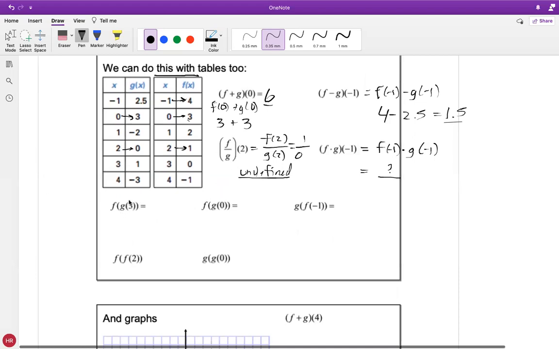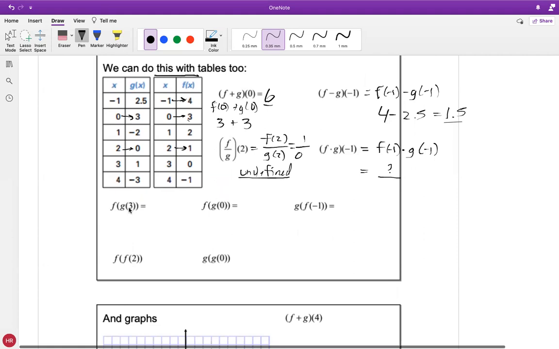These ones are done by starting on the inside and working your way out. This says f of g of 3. So this means I'm going to plug whatever g of 3 is into x.